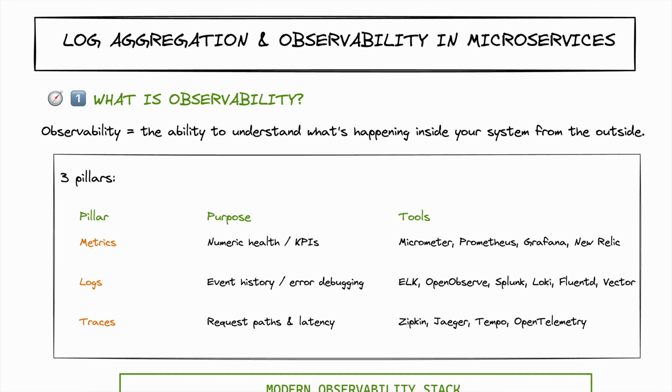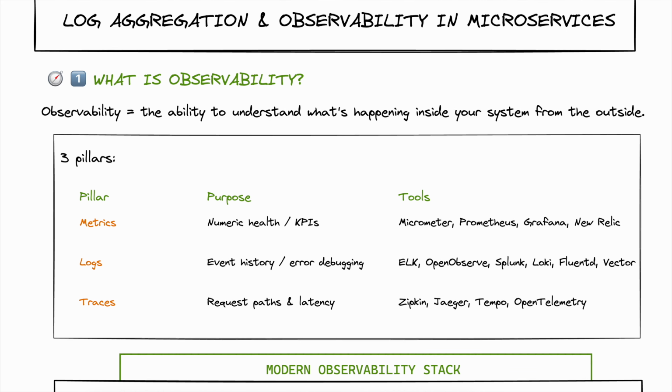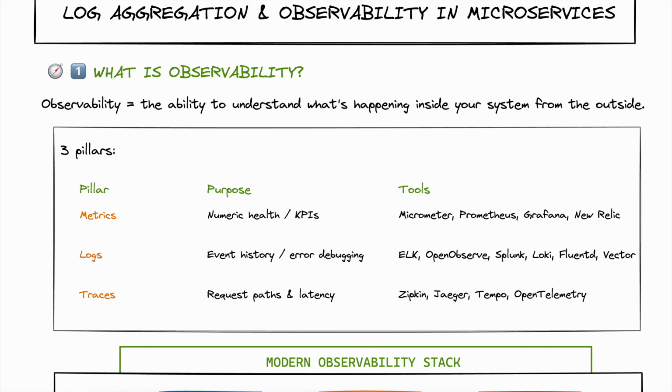Three important parts of observability are, first, the metrics. It's basically the numeric health. It's for us to check what is going on in our system, let's say the CPU usage, the memory usage, and so on. So we collect those metrics, visualize them, and always make sure that our metrics meet the SLA, service level agreement, and have the proper SLOs, service level objectives.